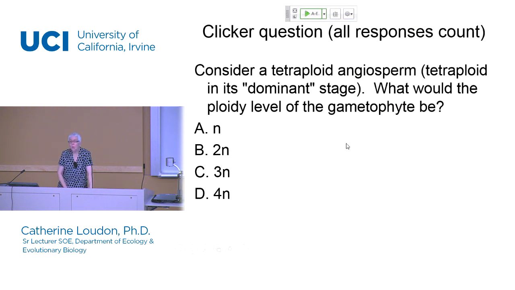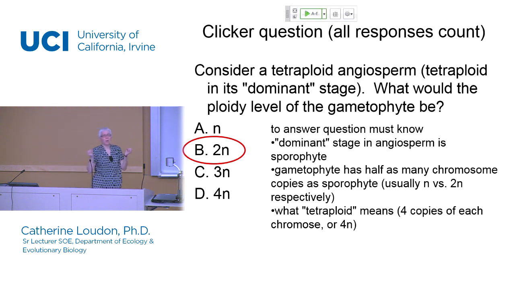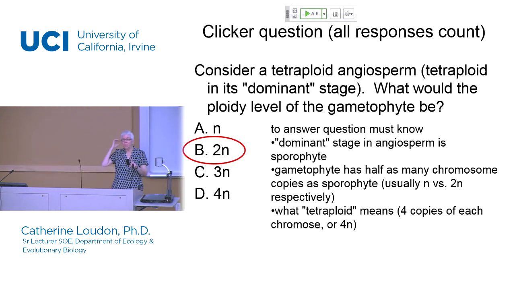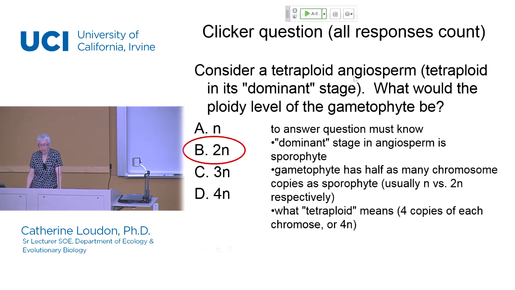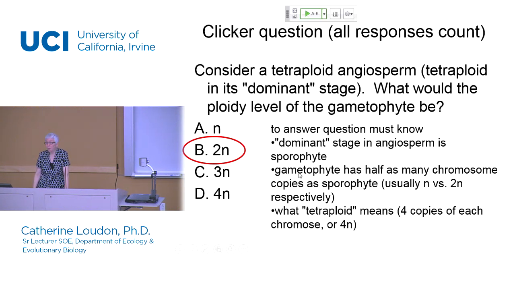Okay, so what would you need to know and pull together in order to get this right? This is an example of maybe a synthetic or conceptual question where we haven't covered this exact point, right? But you should have the pieces of information in order to make an informed guess, right? So, to answer this question, you have to figure out, well, what's the dominant stage, right? And in an angiosperm, you should know this is the sporophyte, right? And you also know that in angiosperms, typically the gametophyte has half as many chromosome copies as the sporophyte, right? So it's usually N versus 2N.